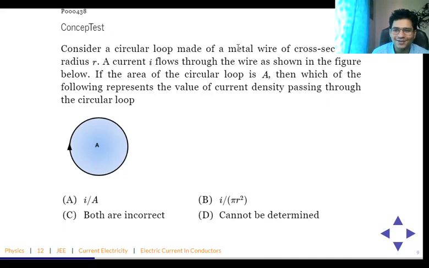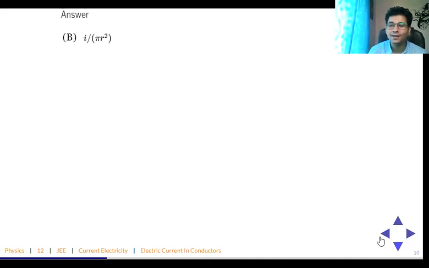What is A? When you talk about current density, think about it. In current density, it was what? Tell me. The answer is B, because it is a cross-section area, right? Cross-section area of the wire. Got it? Yes or no?